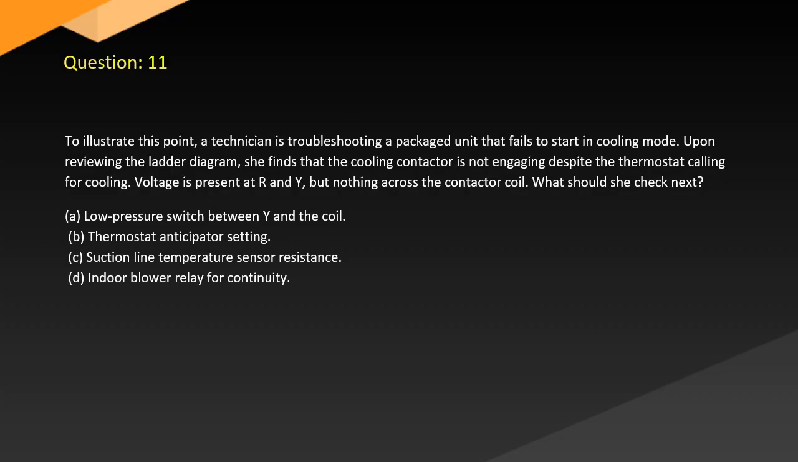Question 11. To illustrate this point, a technician is troubleshooting a packaged unit that fails to start in cooling mode. Upon reviewing the ladder diagram, she finds that the cooling contactor is not engaging despite the thermostat calling for cooling. Voltage is present at R and Y, but nothing across the contactor coil. What should she check next? A. Low pressure switch between Y and the coil. B. Thermostat anticipator setting. C. Suction line temperature sensor. D. Indoor blower relay for continuity.